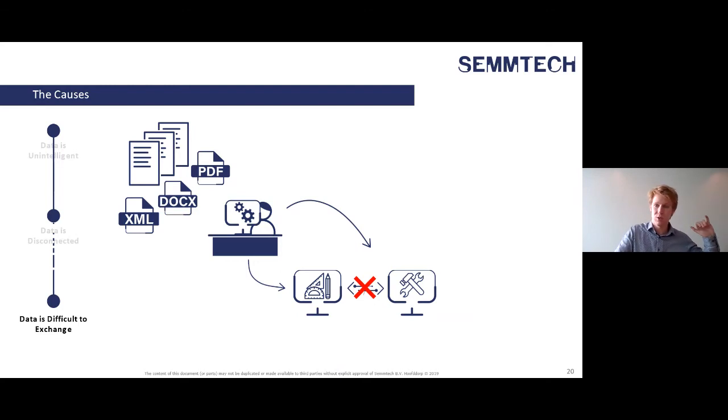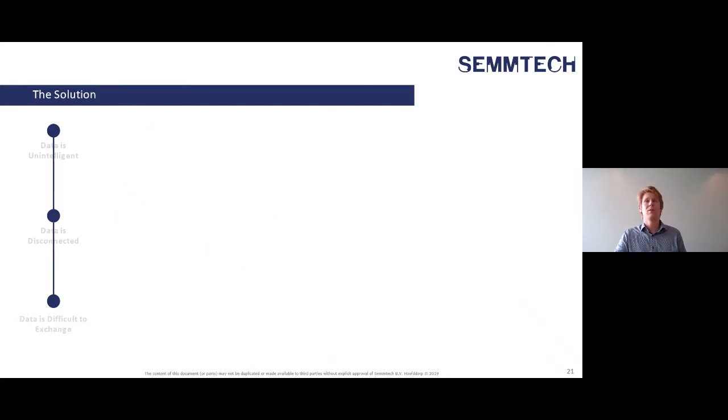If it's difficult between disciplines or applications within one organization, just imagine it can be the same or even a bigger issue if it's between two different organizations or parties, for example, our asset owner and contractor from the previous webinar.